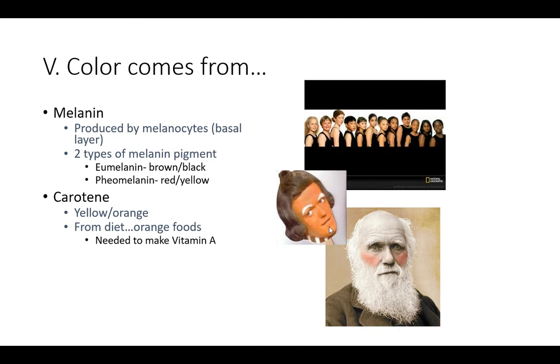We need keratin to be able to make vitamin A, but if you eat too much, it can collect in your skin and turn your skin a bit of a yellowish color. So keratin comes from our diet and can tint our skin color if we have too much of it.